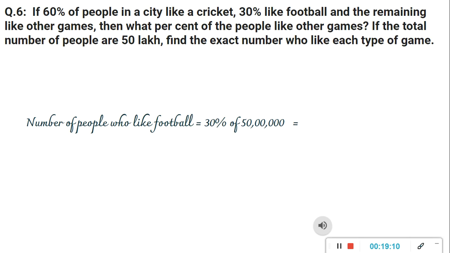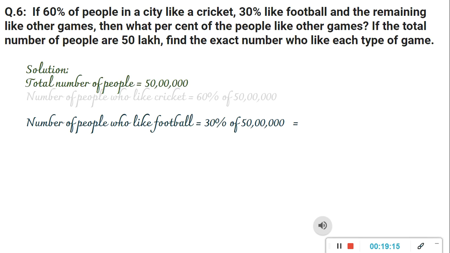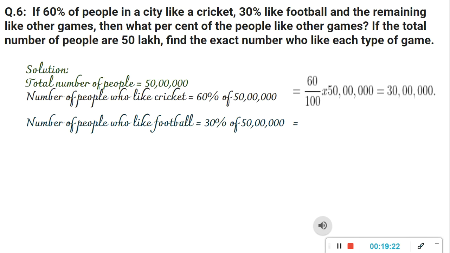So first, the total number of people given is 50 lakh. First we can find the number of people who like cricket, that is 60% of the total, that is 50 lakh. So 60% of 50 lakh means 60 upon 100 into 50 lakh, that is equal to 30 lakh. So 30 lakh people like cricket. Now the number of people who like football is 30% of 50 lakh. So 30 upon 100 into 50 lakh is equal to 15 lakh.